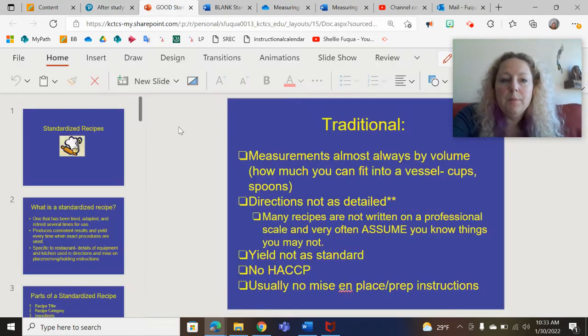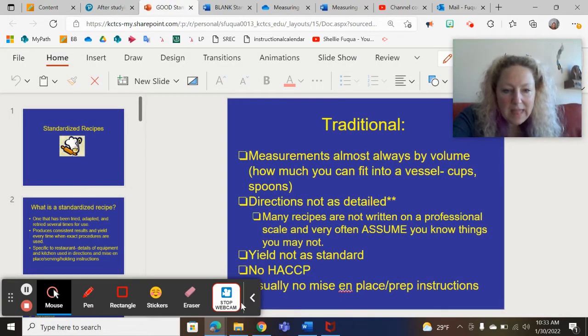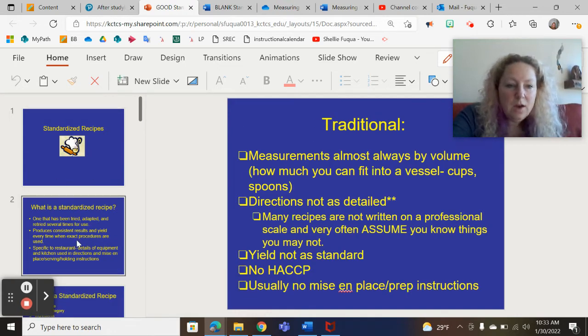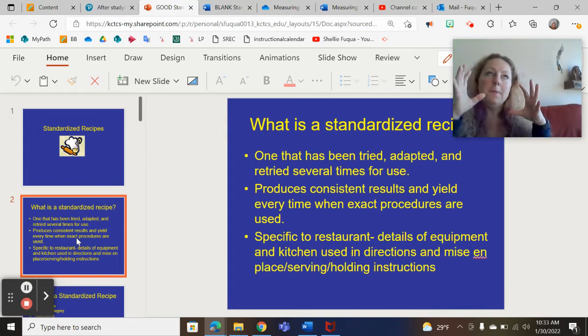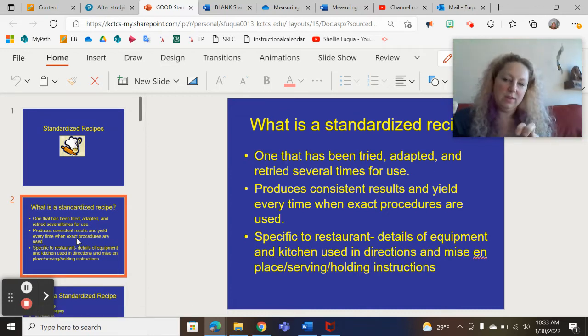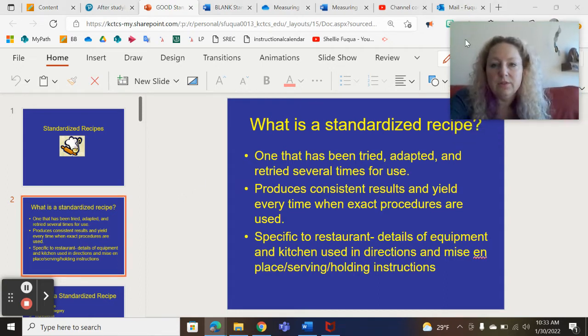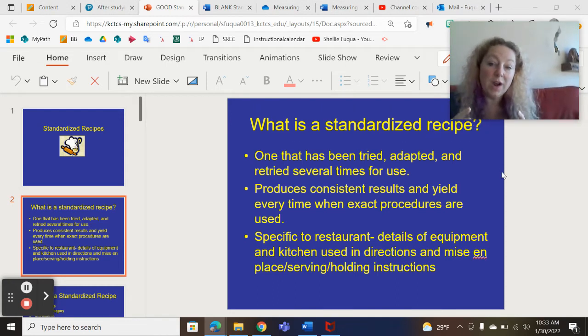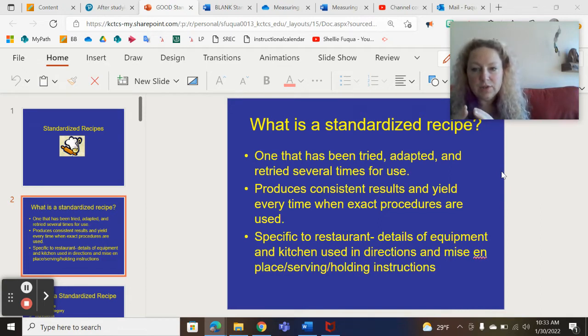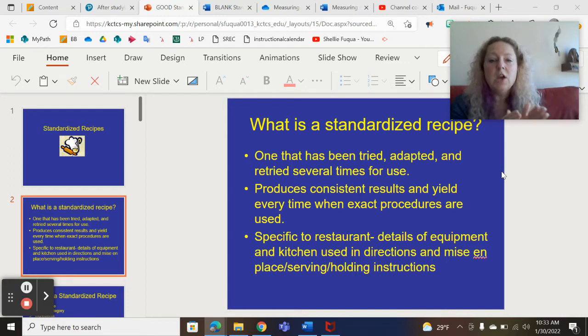So when we're looking at the parts of a standardized recipe, we are looking at the difference. With my students, I talk about a restaurant recipe and a grandma recipe. When it comes to a restaurant recipe, you're looking at the standardized recipe, something that has been tried many, many times, adapted and retried for use. This is going to give you absolutely consistent results and yield every single time. That means, regardless of what employee of your restaurant is making this recipe, you get the same thing.